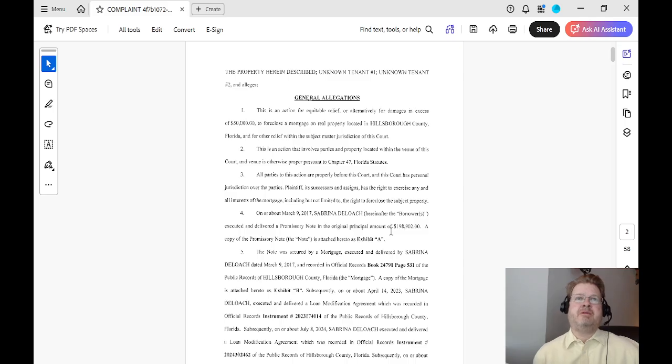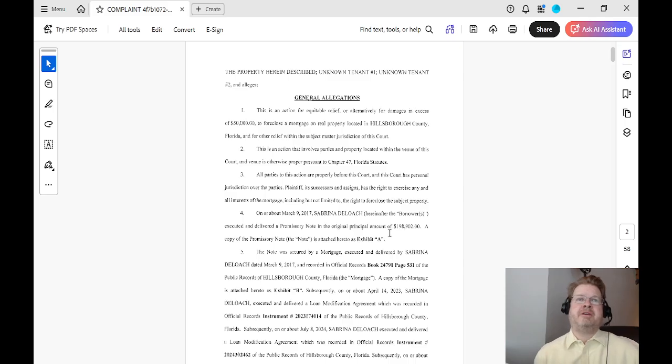Okay, tell me, before we move on to the general allegations, about the issue of pleading capacity in Florida for an LLC. So in Florida, an LLC has to affirmatively plead its capacity, basically confirming it's properly organized and authorized to sue. Often that's just a short statement up front. Without that, the complaint could be challenged procedurally.